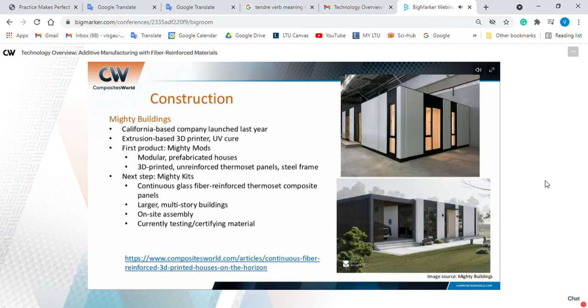And these are all enabled by a new continuous glass fiber reinforced material that the company's developed, which is currently undergoing testing and moving towards certification. So on this slide, you can see a rendering and a demonstrator unit for one of their new models that they hope to start building for customers by the end of the year.